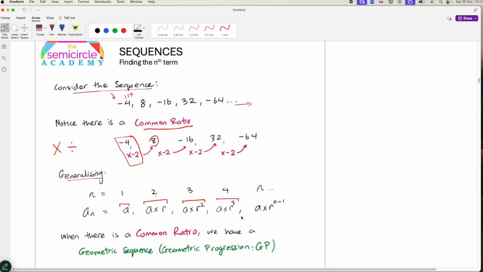And so, of course, we do have this formula here to find the nth term. Notice there is a common ratio because we are using multiply and divide now. It's not addition and subtraction. So things change a little bit. When we're talking about multiplication and division, it's not arithmetic anymore. It's geometric. So we have a geometric sequence or a geometric progression, which is a GP. So APs have a common difference, and GPs have a common ratio.